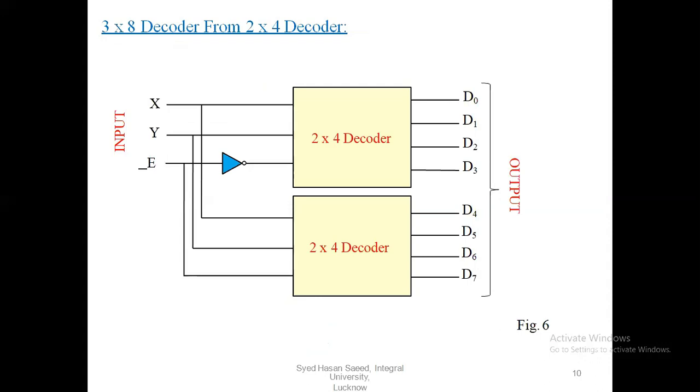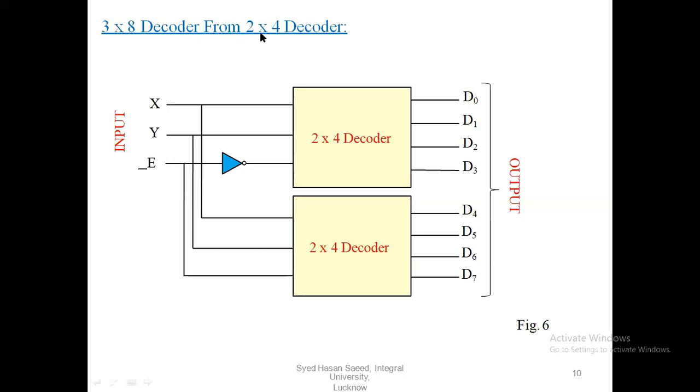Why we will use 2 by 4 decoders, that is how to construct. Similarly, one more example: you will construct a 4 by 16 decoder using 3 by 8 decoders. A 4 by 16 decoder is constructed with two 3 by 8 decoders. How is it possible? Yes, it is possible. So the 3 by 8 decoder you have to construct by using 2 by 4 decoders.